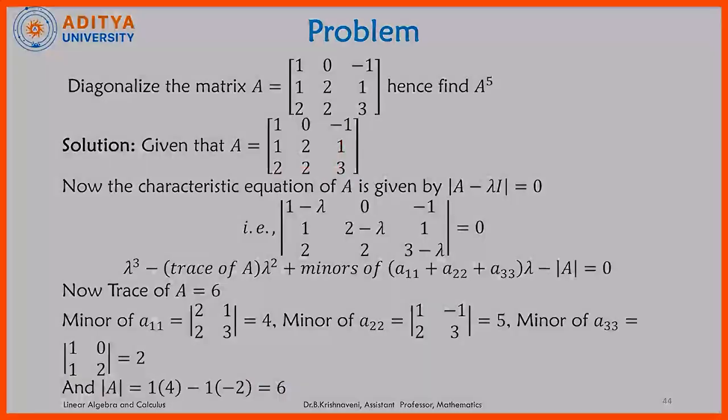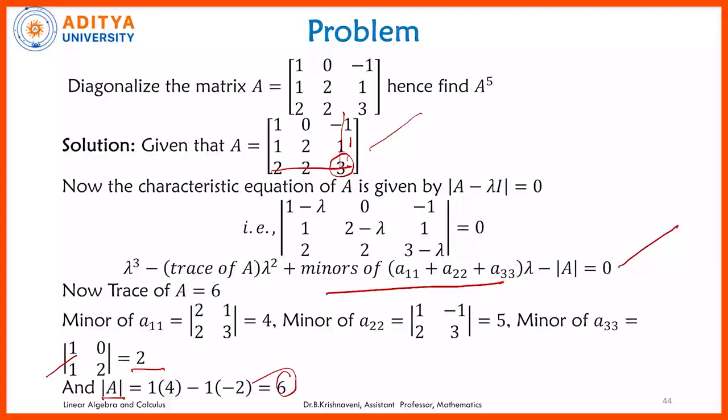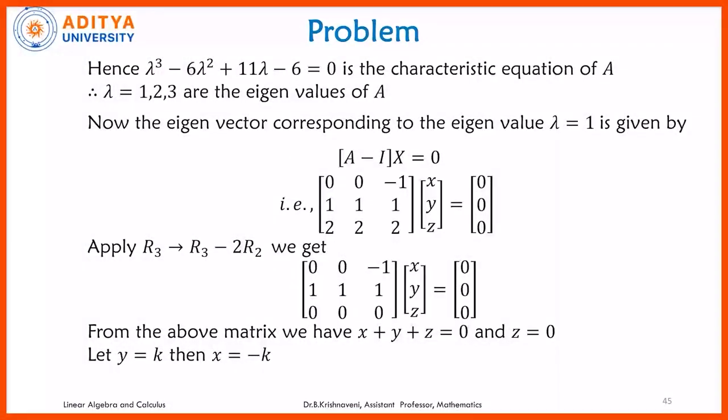Now substitute all these values in this equation. Then the characteristic equation is lambda cube minus 6 lambda square plus 11 lambda minus 6 is equal to 0. On solving this, we get the roots 1, 2, 3, which we call the eigenvalues of A. So we have got the eigenvalues for the given matrix A. Now we need to find the corresponding eigenvectors.